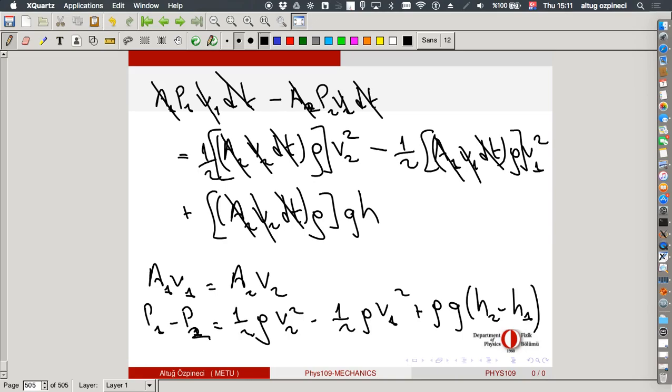I understood why you canceled the A1 ones, but the A2V2 potential energy term? Why not? Here I have the sum of three terms. Each one is proportional to this AV. They are all the same, so I can cancel them.